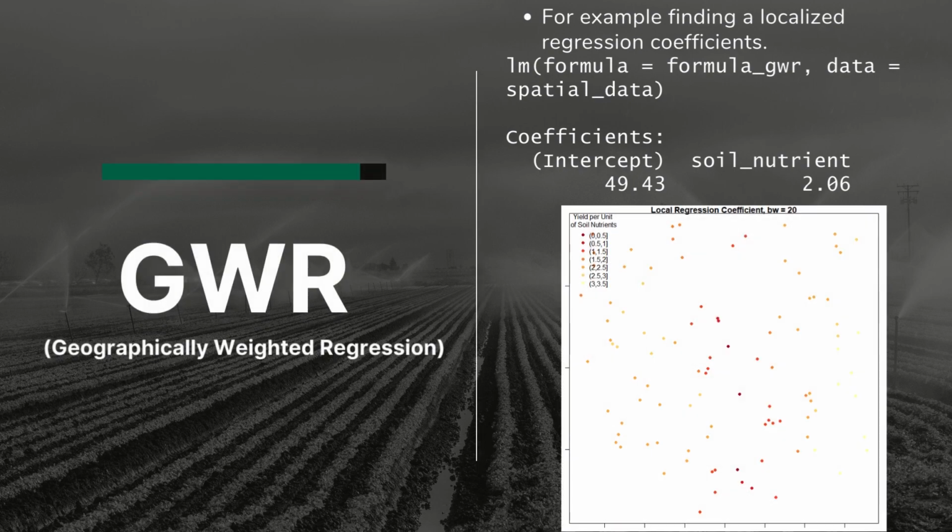I mentioned that yield was a function of soil nutrient levels. That relationship might be constant across space. That would be the LM call above the map on the slide. However, we might find that location matters once again, and that our coefficients should vary across space.